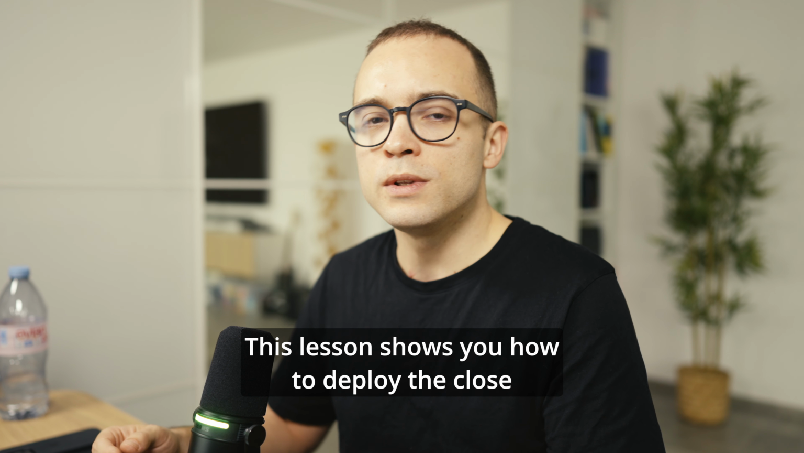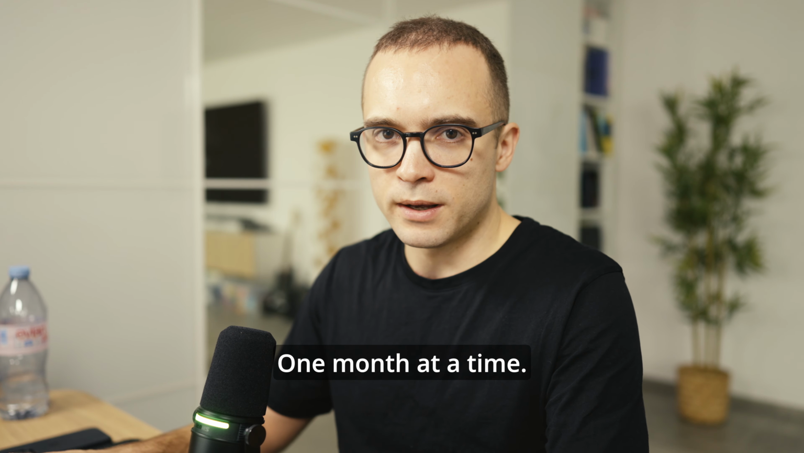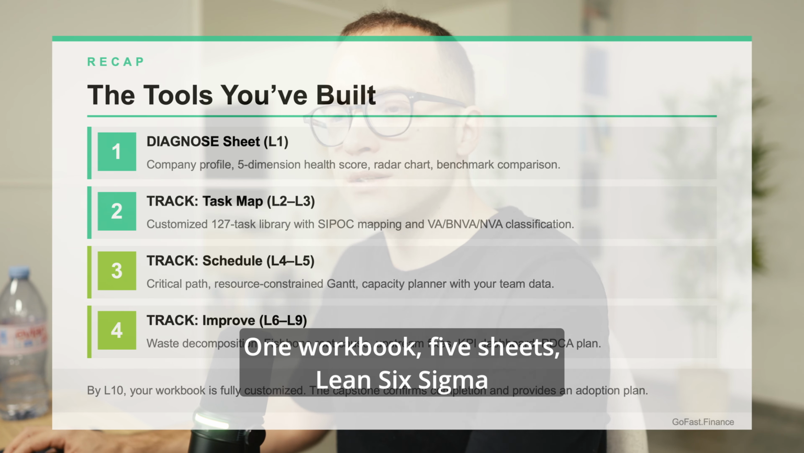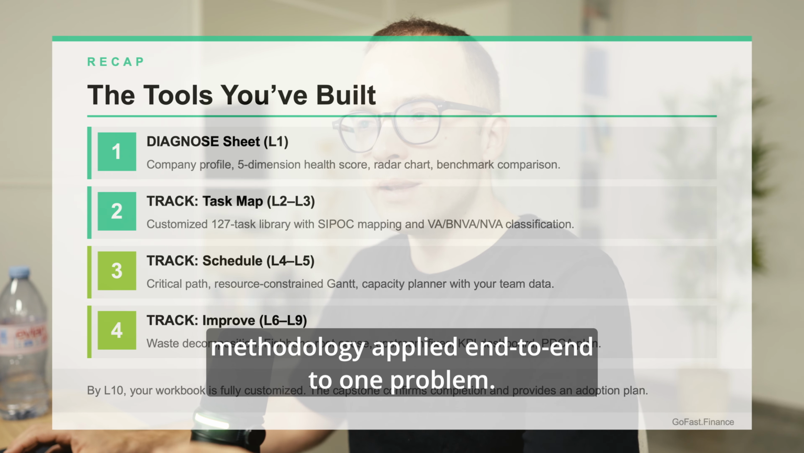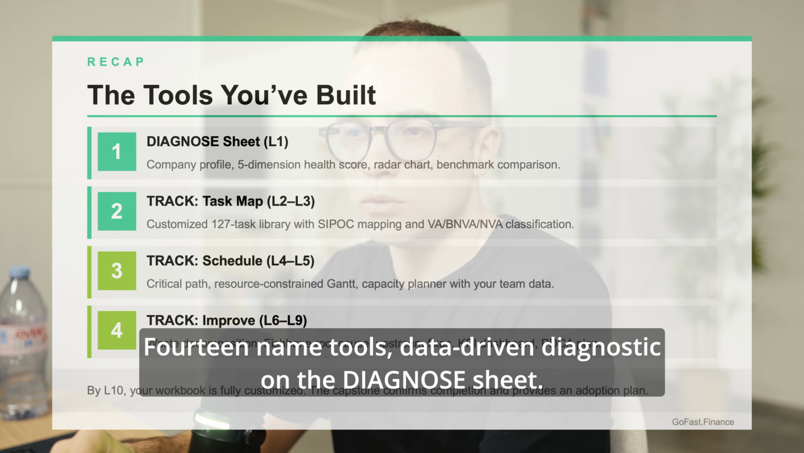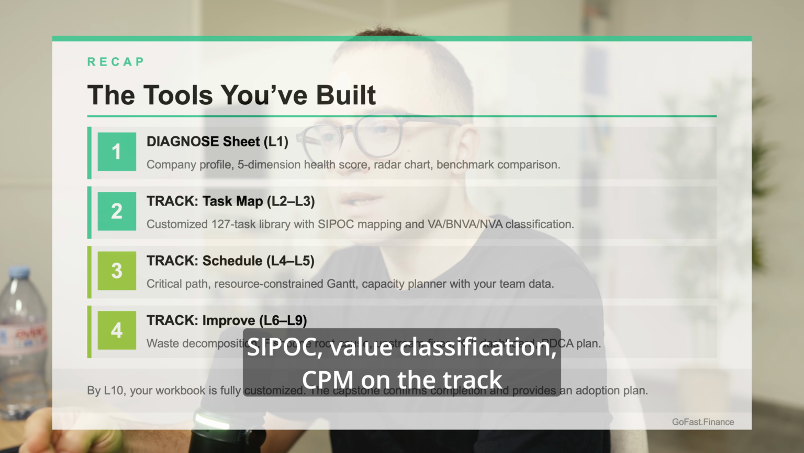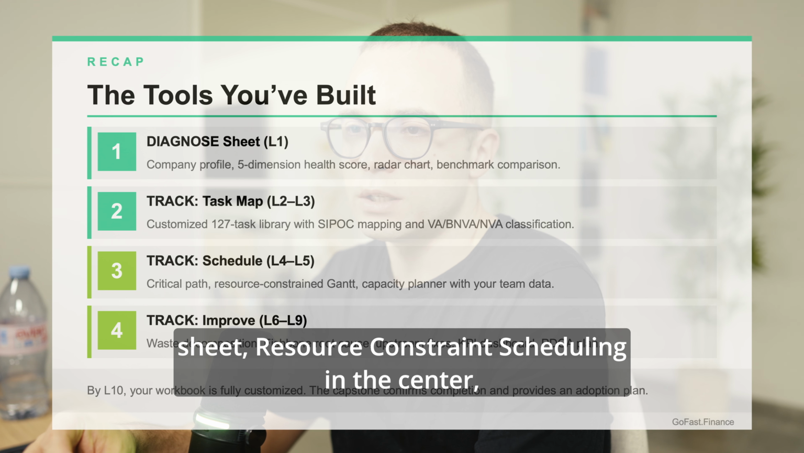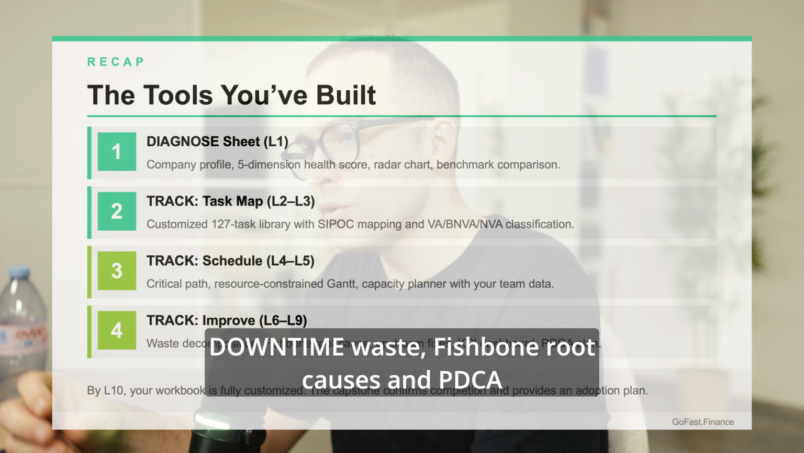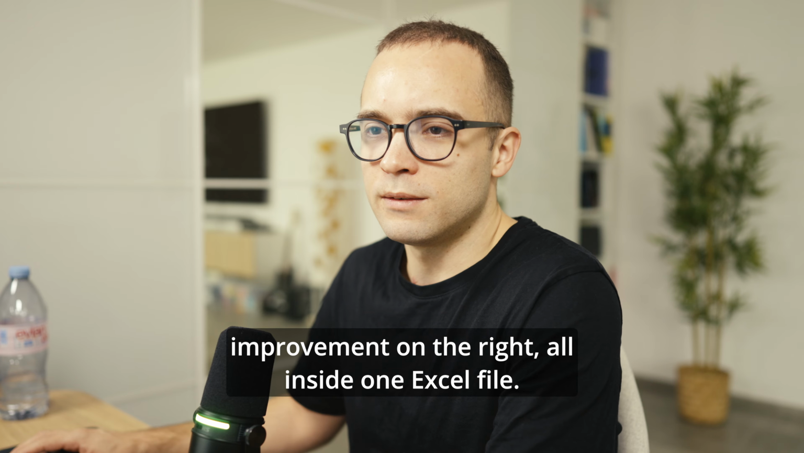This lesson shows you how to deploy the closed operating model we've seen so that it sticks, 1 month at a time. So here's what you've built. 1 workbook, 5 sheets, Lean Six Sigma methodology applied end-to-end to one problem, your month-end close. 14 named tools, data-driven diagnostic on the diagnose sheet, SciPoc, value classification, CPM on the track sheet, resource constraint scheduling in the center, downtime waste, fishbone root causes, and PDCA improvement on the right, all inside one Excel file.